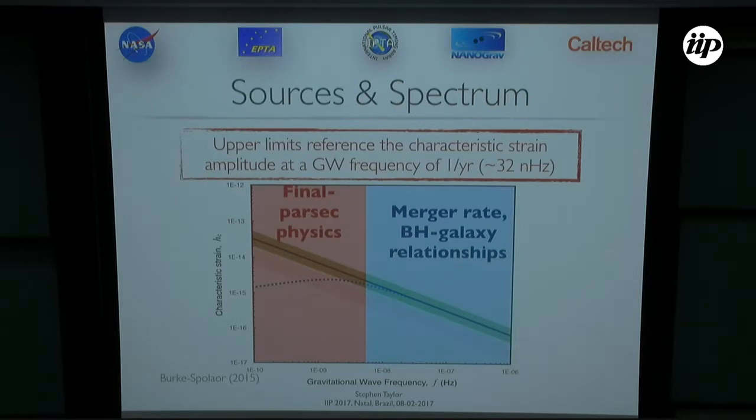Okay, so to reinforce that, at high frequencies, you've got a signal which can be indicative of the merger rate of massive galaxies and also black hole galaxy relationships. And then the shape at lower frequencies and the degree of this kind of turnover that you're seeing here can be indicative of the physics of the final parsec of supermassive black hole binary evolution.